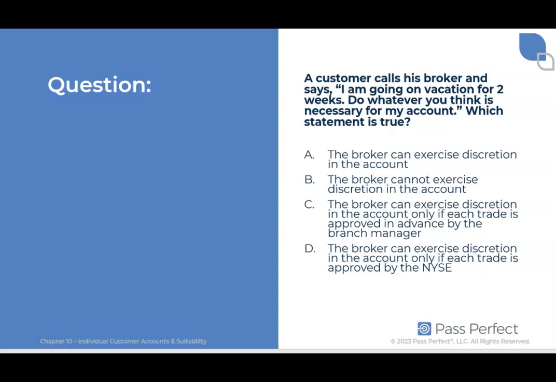Choice B is best. Doesn't matter if it's approved by the branch manager, it's got to be in writing, and the New York Stock Exchange is not going to get involved. So that's just complete nonsense.